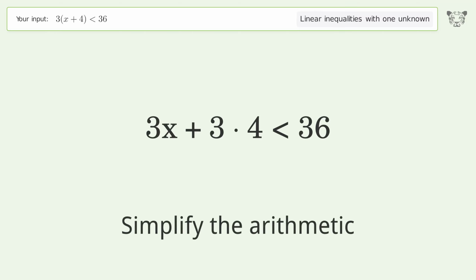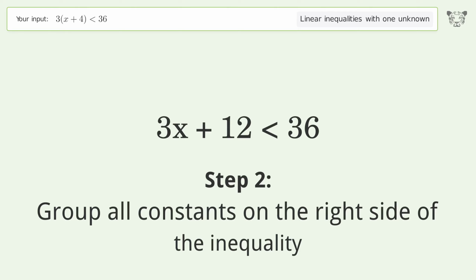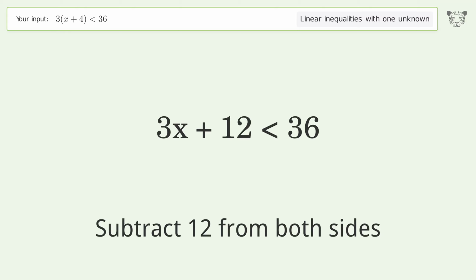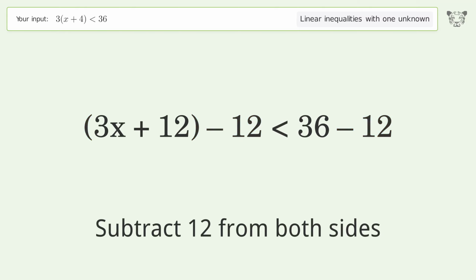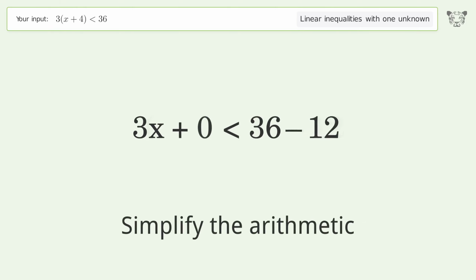Simplify the arithmetic. Group all constants on the right side of the inequality. Subtract 12 from both sides. Simplify the arithmetic.